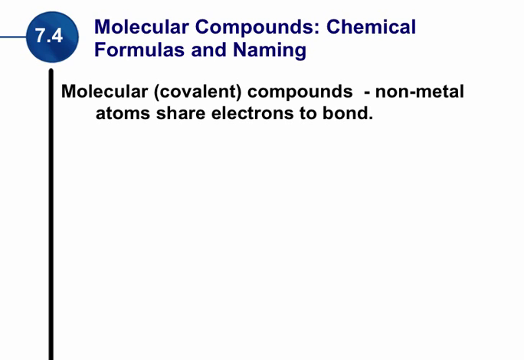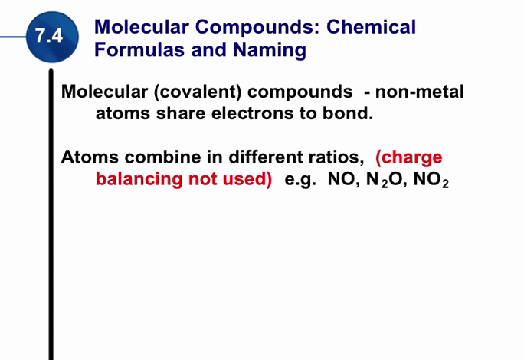Now, molecular compounds are different because the atoms combine in a different ratio. They don't balance the charges. Because we have all negatives, there's no balancing of charges. So if we combine something like nitrogen and oxygen, it could combine as NO, N2O, or NO2. There's no balancing of charges.